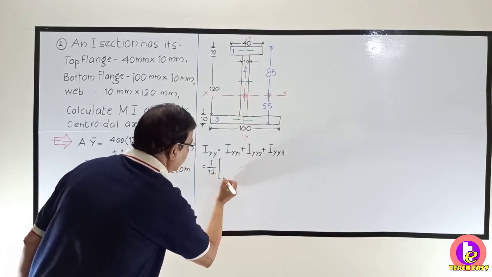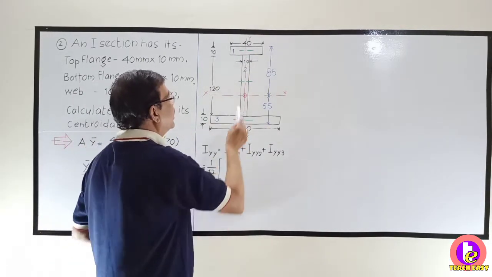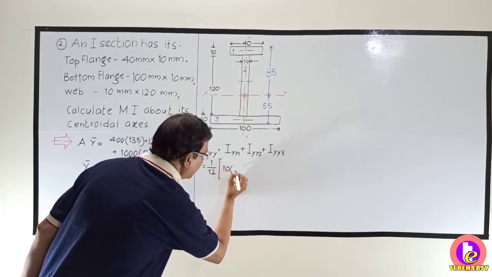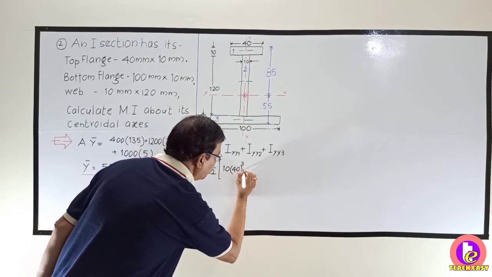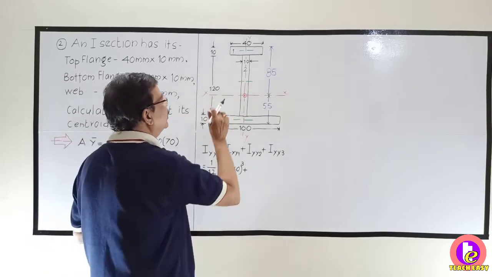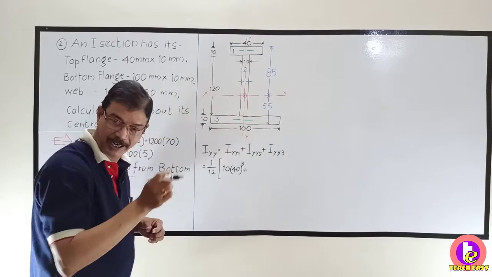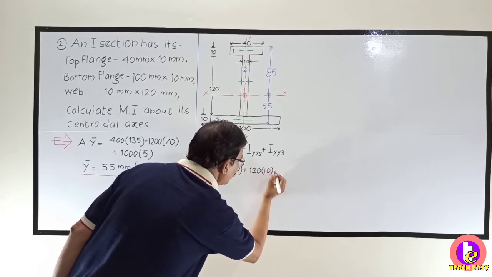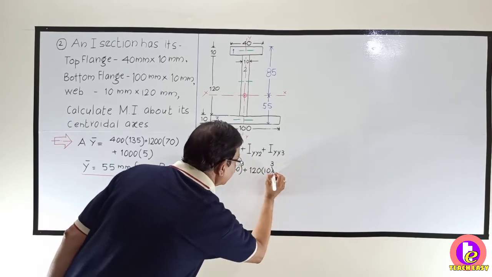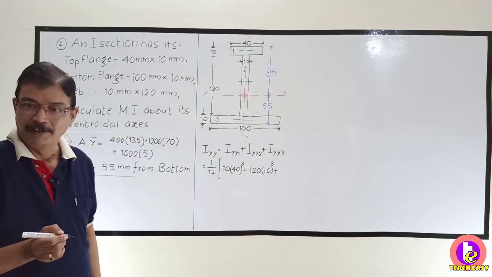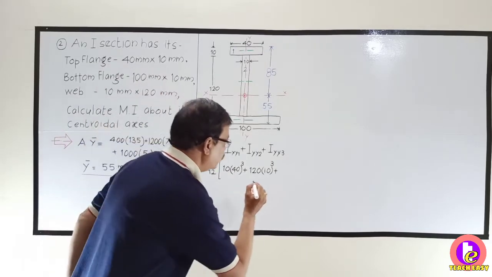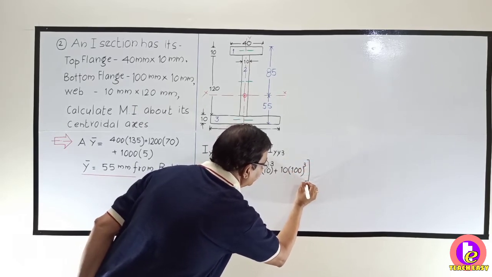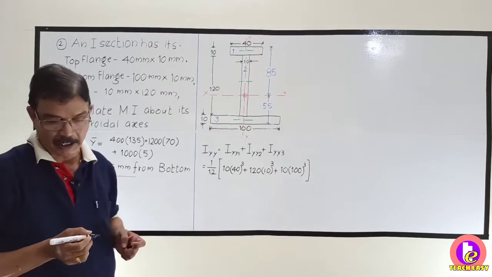Into bracket. For first part, that is top flange, D is 10, B is 40. So it will be 10 into 40 cube. By 12 we have taken common, plus. What is for second part? For second part, 120 is D and B is 10. So it will be 120 into 10 cube. And what is the third part? It is the bottom flange. What is the depth of bottom flange? 10. What is width? 100. So it will be 10 into 100 cube. Bracket complete. So this is DB cube by 12. It is simple one. 1 by 12 I have taken common.